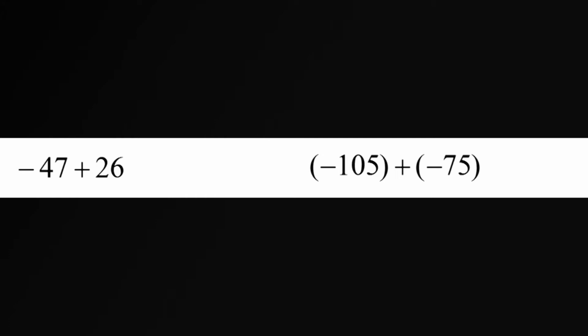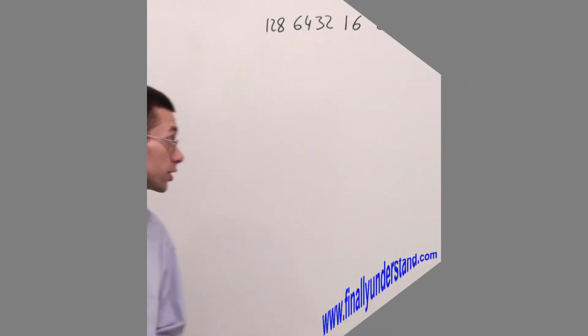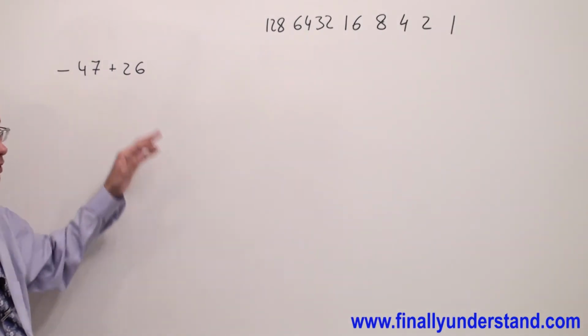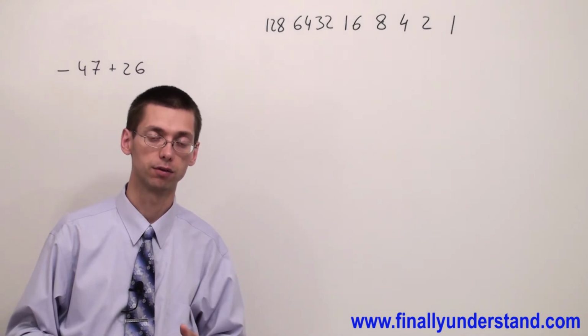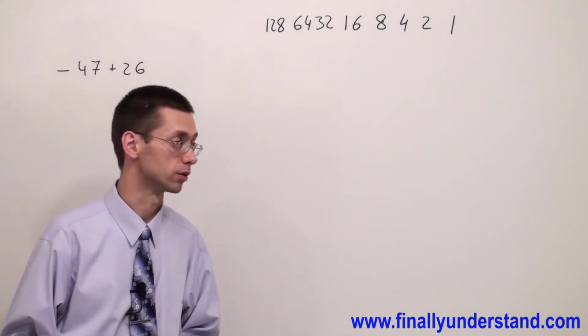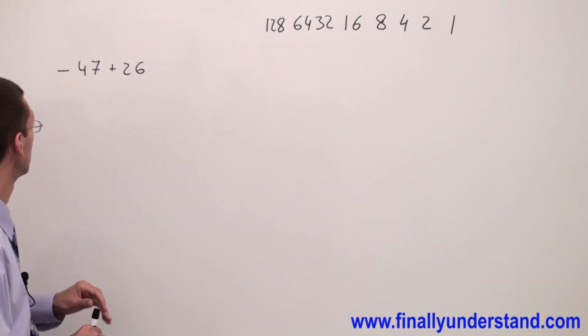Let's take a look at this example. This time we're supposed to add negative 47 to 26. What are we supposed to do first? We're supposed to find negative 47 in binary.